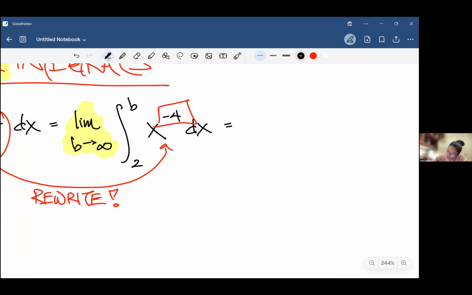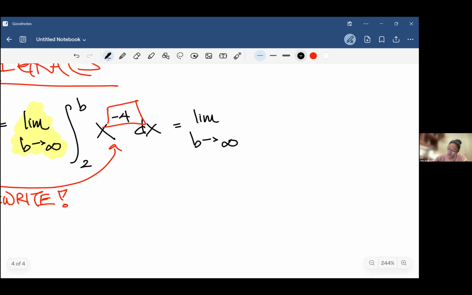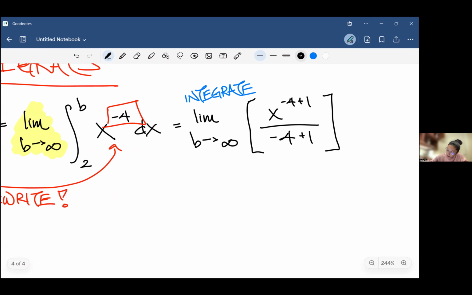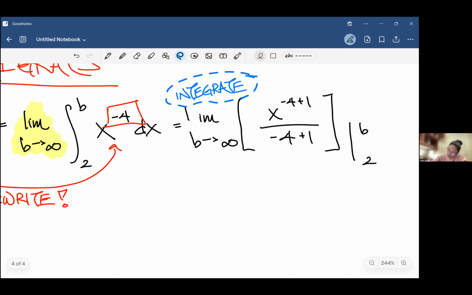So we keep our limit as b approaches infinity, and now we integrate. At this stage, we're going to integrate, and then after we integrate, we're going to plug in b going to infinity. All right, what is our integral? X to the negative 4 plus 1 over negative 4 plus 1. And I'm plugging in b, and I'm plugging in 2. So that's my integral stage.